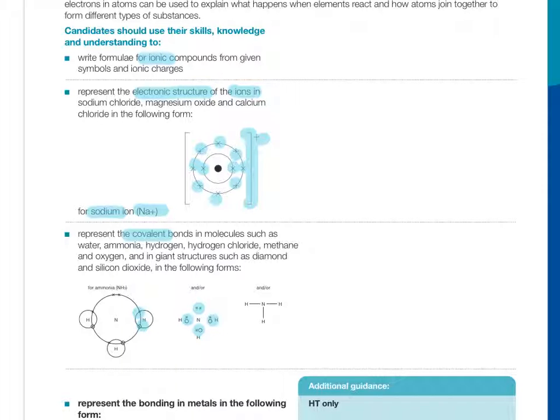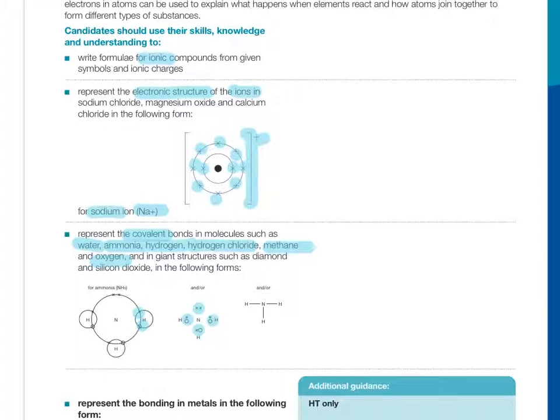So they might share electrons to get a full outer shell, or you might gain or lose electrons to get a full outer shell, like in your sodium ion. Be careful because the covalent bonding actually splits up into two different types of covalent bonding. Anything that's a small molecule like water, ammonia, which is NH3, hydrogen, which is H2, hydrogen chloride HCl, methane, CH4, and oxygen O2, is known as simple covalent bonding. They're simple molecules, they're small molecules.